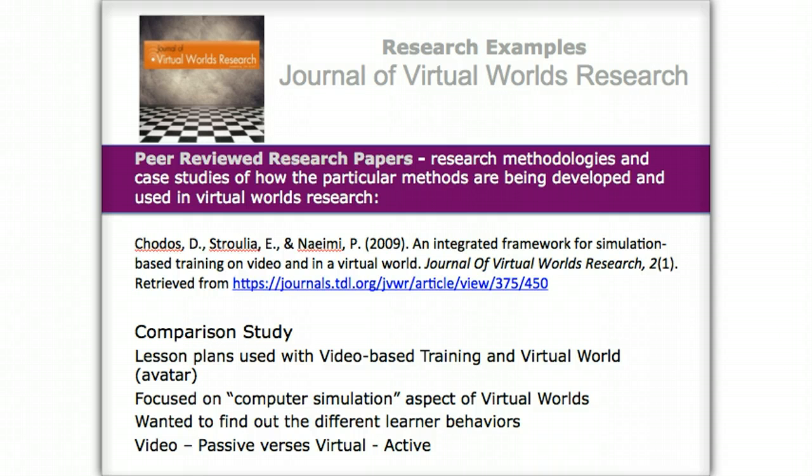One of the things the researchers wanted to find out is how the learners behaved differently between taking the video-based training, which they considered passive. In other words, they're sitting there at the computer screen, it's coming one way, the person there is talking to them, they just answer questions, as opposed to the more active one through the virtual worlds, where they're actually an avatar and talking to somebody. That was kind of the interesting aspect of that study.